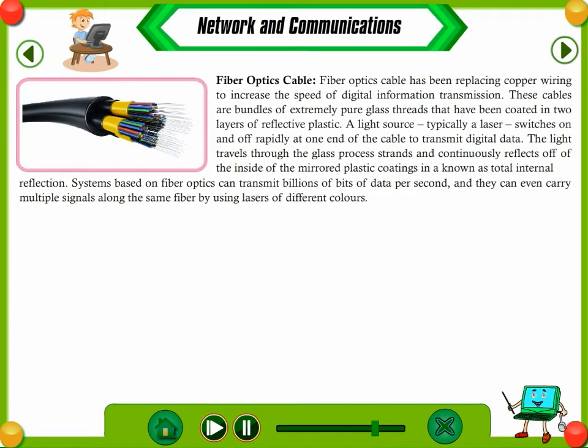Fiber optics cable. Fiber optics cable has been replacing copper wiring to increase the speed of digital information transmission. These cables are bundles of extremely pure glass threads that have been coated in two layers of reflective plastic. A light source, typically a laser, switches on and off rapidly at one end of the cable to transmit digital data. The light travels through the glass strands and continuously reflects off of the inside of the mirrored plastic coatings in a process known as total internal reflection.